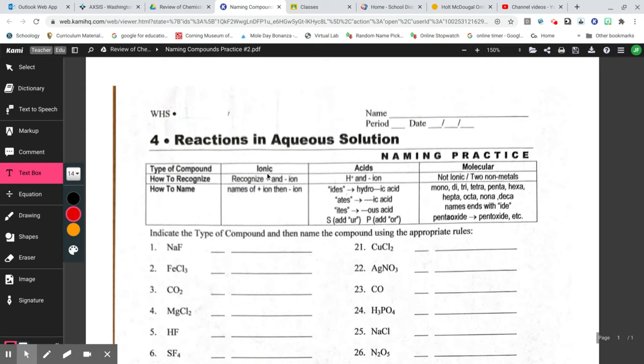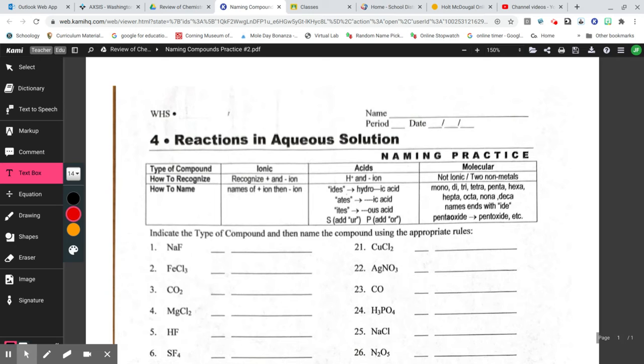Remember, an ionic compound is going to be between a cation and an anion, or a metal and a nonmetal. And then you use your ion list to help you with the name. Remember, you always put the cation or the positive ion first, and then the negative ion or the anion second. Let's jump over here to molecular.